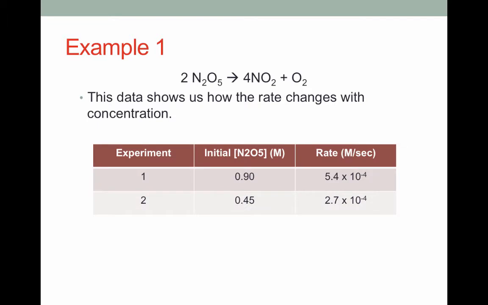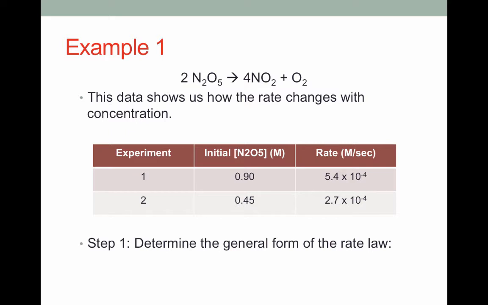Here's our first example. This is a simple decomposition reaction where we have 2 moles of N2O5 yielding 4 moles of NO2 and 1 mole of O2. Notice we've run 2 trials here. Since there's only one reactant, there's nothing to hold constant, so we just varied the concentration of N2O5.